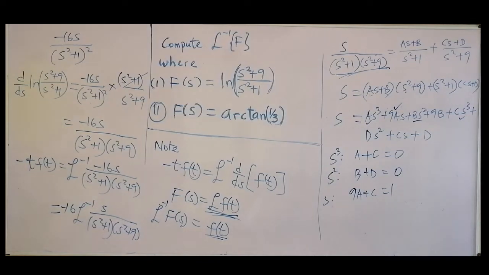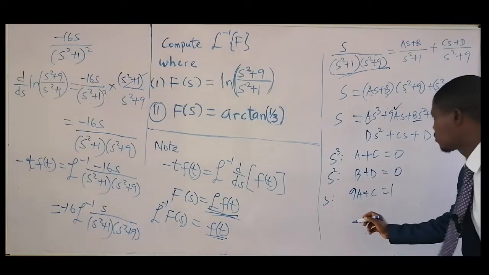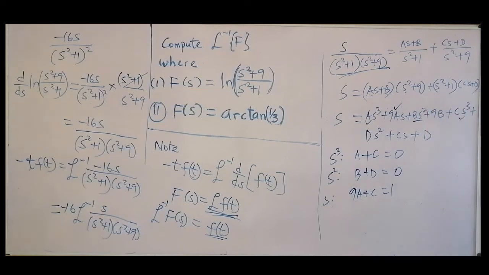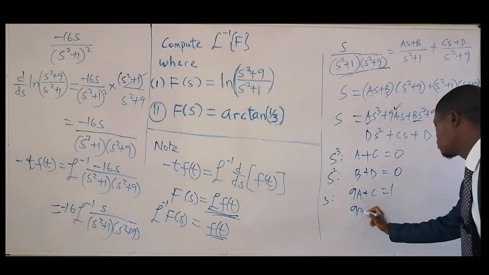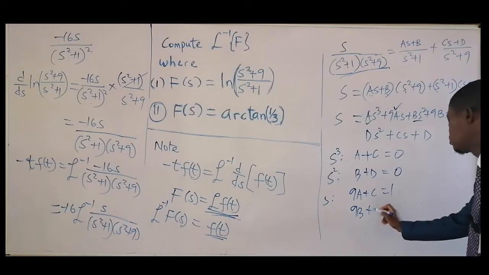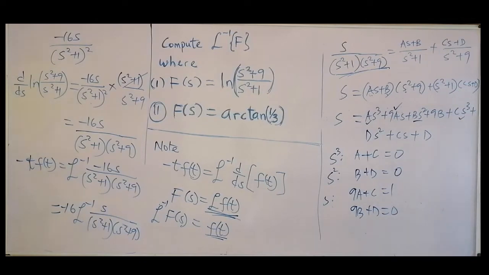And then the constant terms. Okay, let's get the constant terms. For the constant terms, we have 9b + d = 0. Okay, so we can solve equation 1, equation 2, equation 3, equation 4. We can combine 1 and 3 together, so equation 1 times 9.